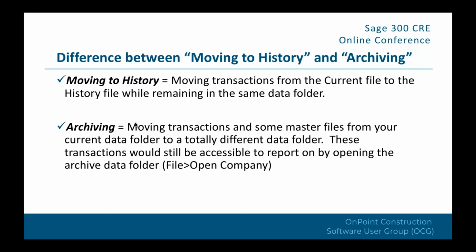But in moving stuff to history and archiving, what's the difference between those two? So moving transactions to history is just moving it from the current file to the history file within your live data folder. But if you want to, and it's readily accessible, you're in that data folder, you can pull only the current file, you can pull only the history file, or you can pull both. But the main reason for moving something to history is so that if you're running reports off of the current file, it's not having to look through that older information.